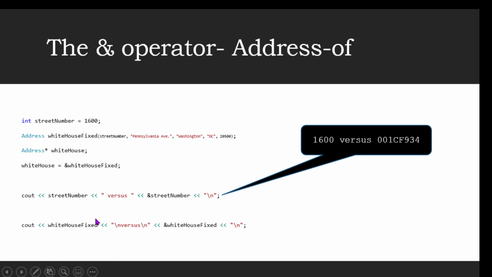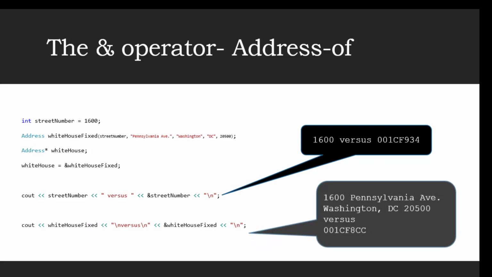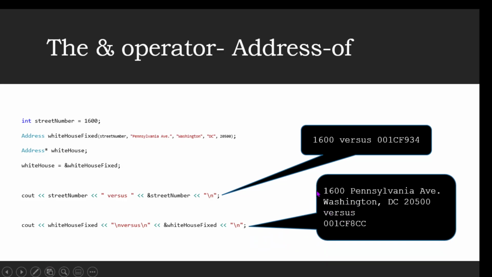And then, like we just saw there, the White House versus White House fixed: the fixed one prints out the whole value that we put into it, whereas the ampersand in front of it, the address of, puts out one of these address values. So if you're ever running your code and you have some funny address that gets printed out, that's the reason why. So this is the start of our operators.